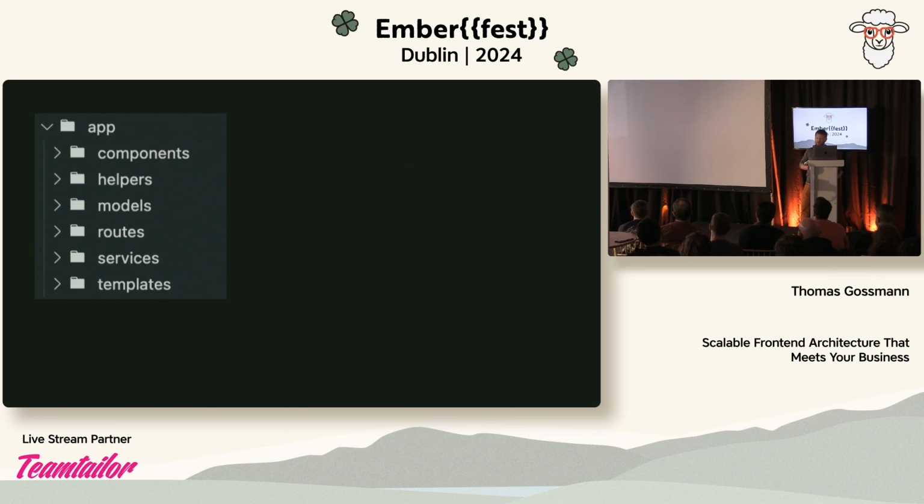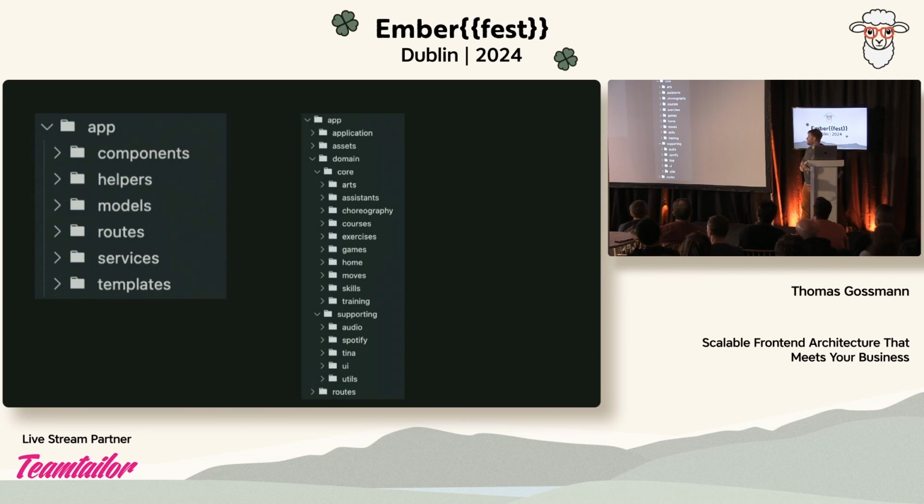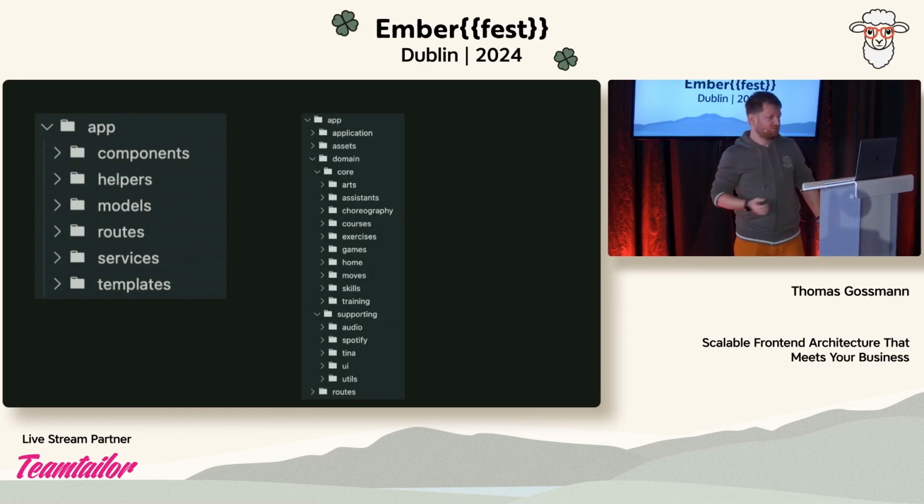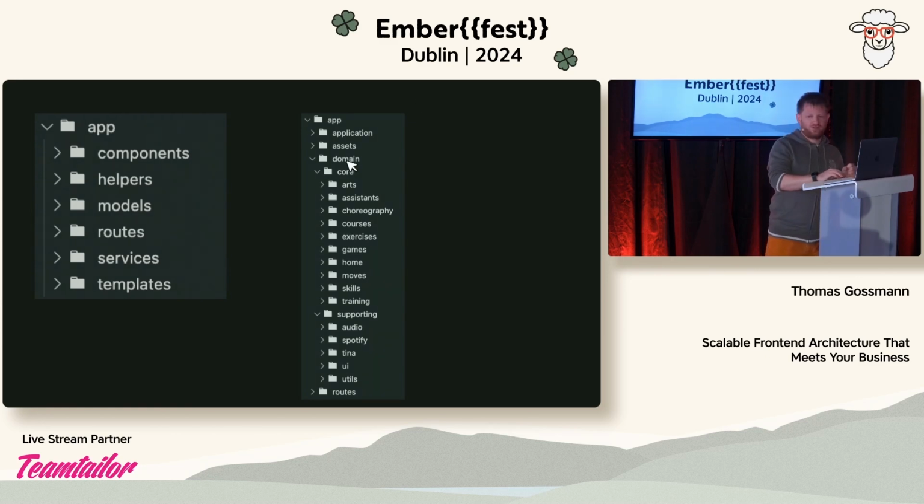Now, I think it's time to solve the puzzle from the beginning. So let's take the Ember default directory structure, and this is what I created out of that. Now it's a bit more verbose, and actually that's from an Ember app running in production. So what do we have here? In the app root folder, we only see application, assets and routes. This is for technical reasons, but the main thing lives in the domain folder. So the business itself is like arts, assistant, choreography, courses, exercises, games, and so on. Moves, skills, and training. And it's supported by audio and Spotify. And the rest is technical parts.